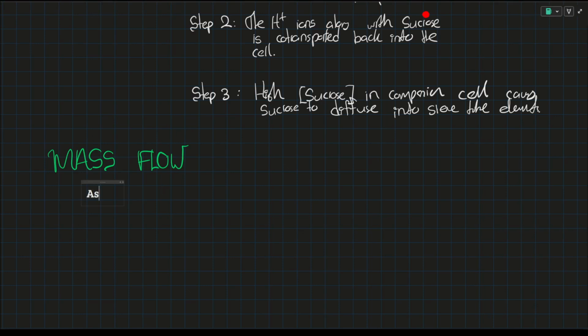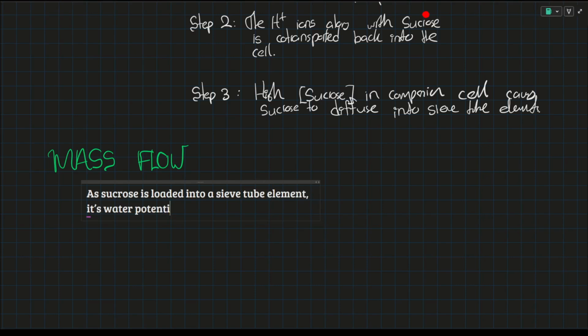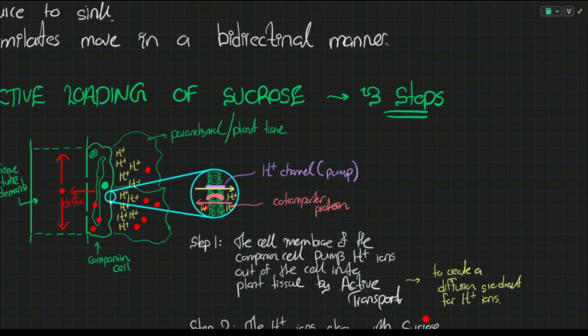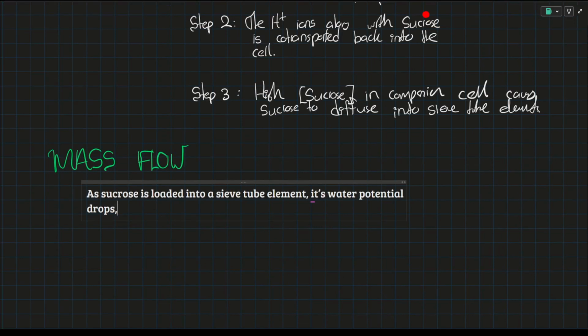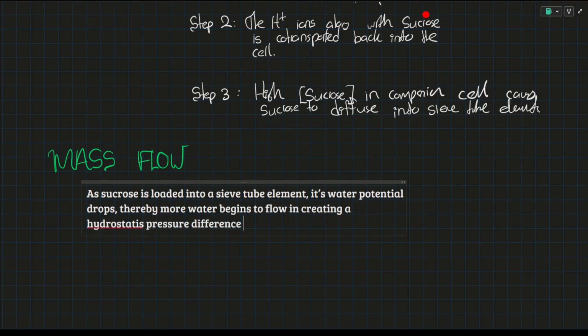I'll type that out. Now, as sucrose is loaded into a sieve tube element, its water potential drops. Meaning the water potential of the sieve tube element drops. Why? Because a solute is entering. Water potential drops. Thereby, more water begins to flow in, creating a hydrostatic pressure difference which drives the phloem flow.